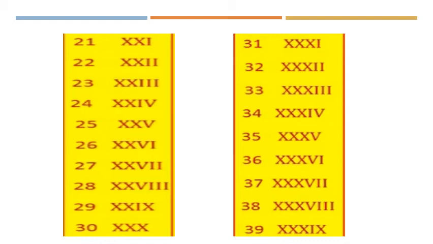38. XXX. 5 plus 1 plus 1 plus 1 becomes 8. 30 plus 8 becomes 38. 39. XXX is 30, and then IX is 9. So 30 plus 9 gives us 39. Isn't it simple, children? I hope you all can write now Roman numbers from 1 to 39. You will practice today and learn how to write Roman numbers 1 to 39.